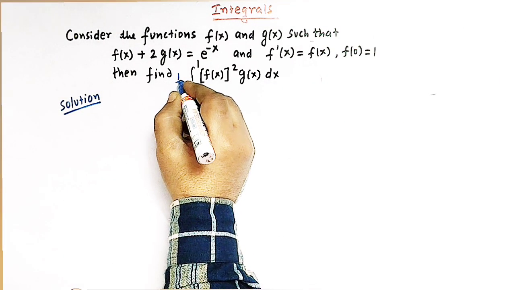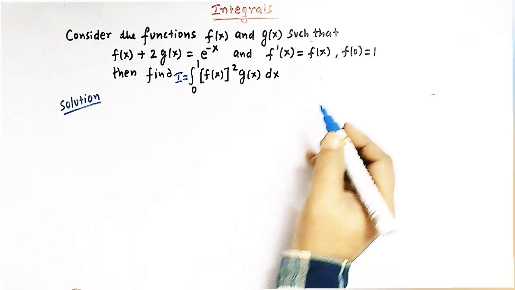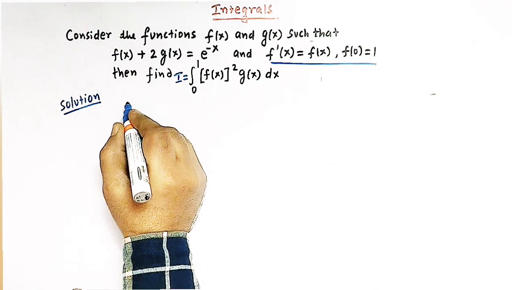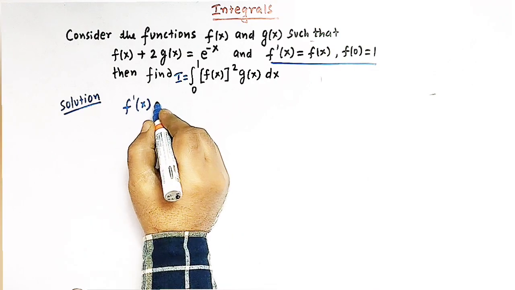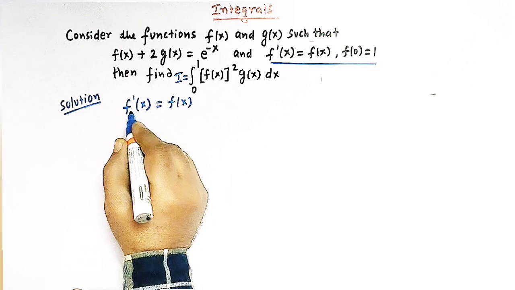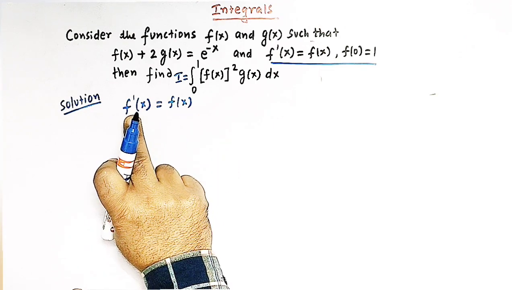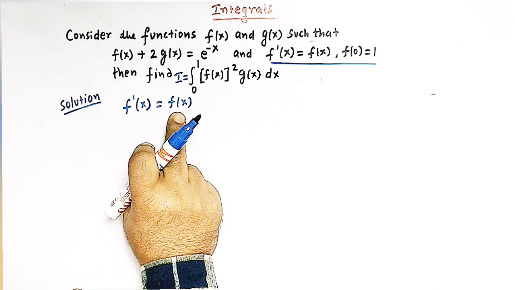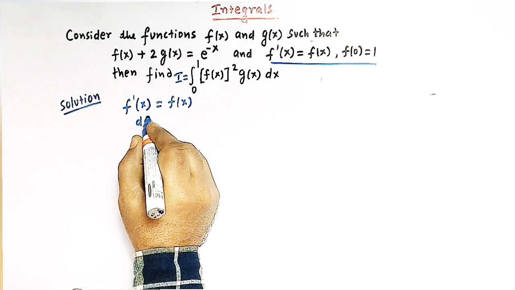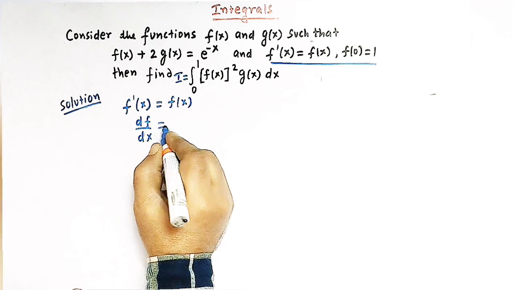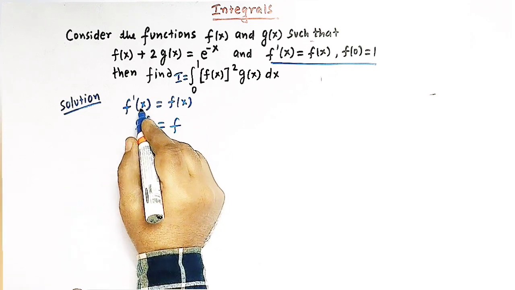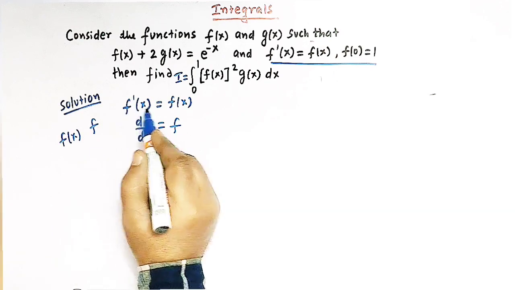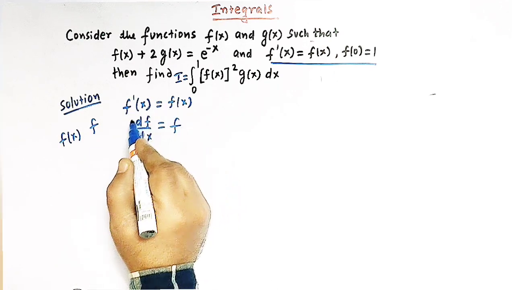So let us take this integral as I, right? And here we'll start with these two conditions. So here we are given f prime of x is equal to f of x, right? So we can now solve this equation. This is a differential equation of first degree and first order, right? So here we have df over dx is equal to f, right? So here we are writing f of x as f. So f prime of x is equal to f of x can also be written like this.